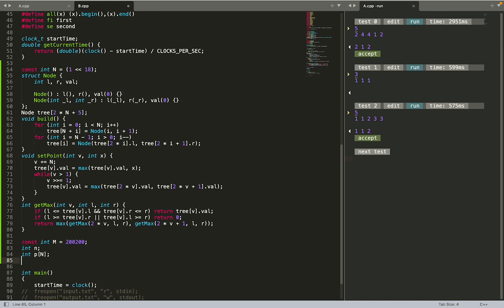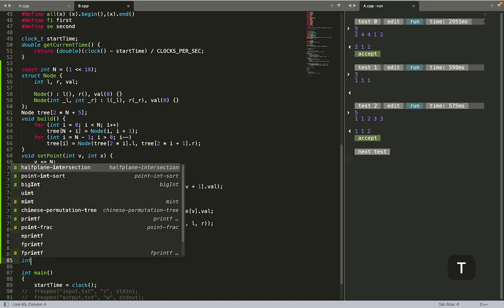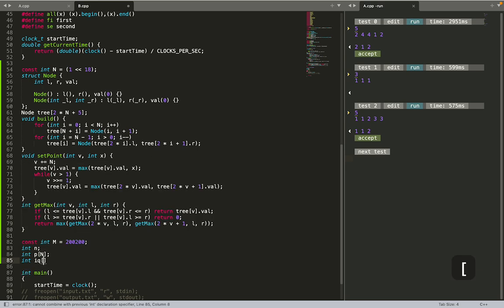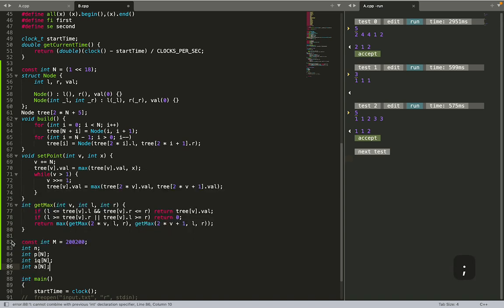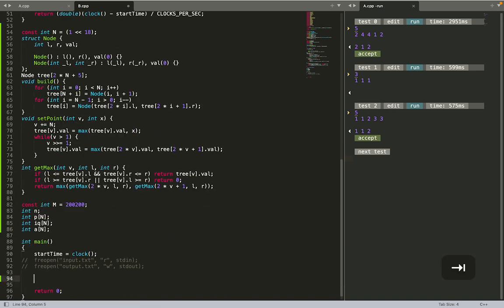So what do I need? I need, for each element, where it is in the second permutation, to build.